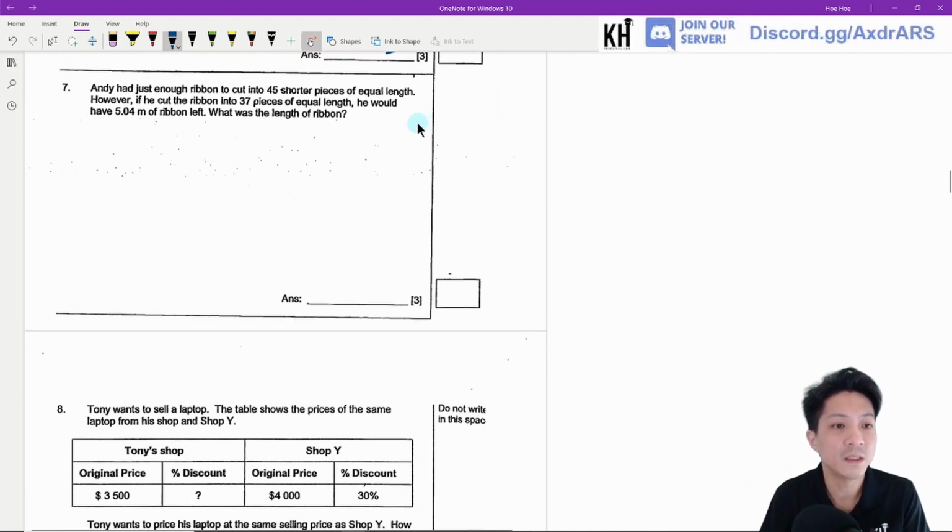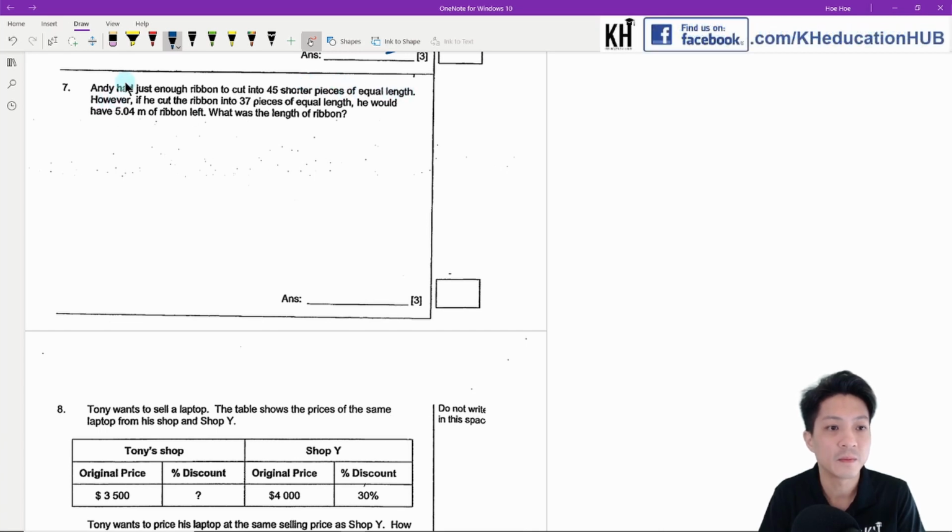Okay, question 7. Andy had just enough ribbon to cut into 45 shorter pieces of equal length. However, if he cut the ribbon into 37 pieces of equal length, he would have 5.04 meters of ribbon left. What was the length of ribbon?